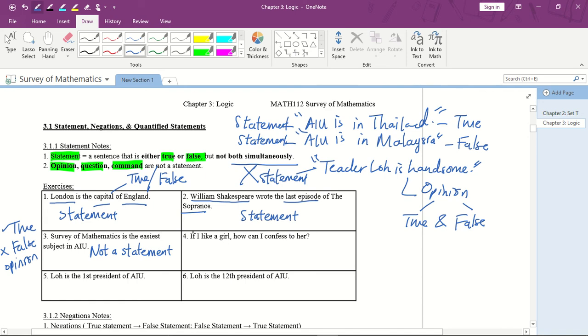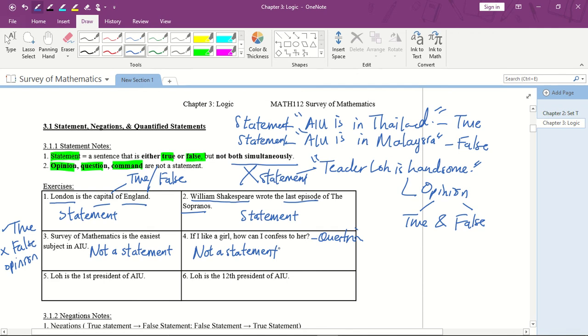Now let's look at the next question. If I like a girl, how can I confess to her? This is a question, and we know that questions are not statements. So this is not a statement.